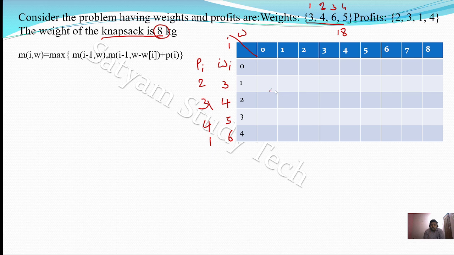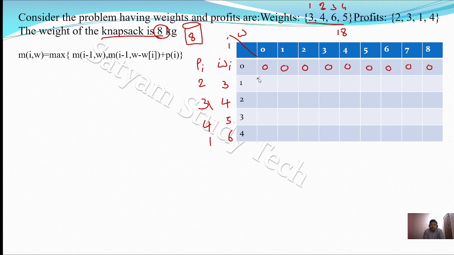Now we store the profit in this table. For example, here you cannot consider any object, any object you cannot put into the bag. Here this is the bag, and the bag capacity is 8. In this case I am not considering any object in this row, so you cannot get any profit. But here, with this 0th row, you cannot consider any object, so the profit is 0. So you can note down here: 0, 0, 0.